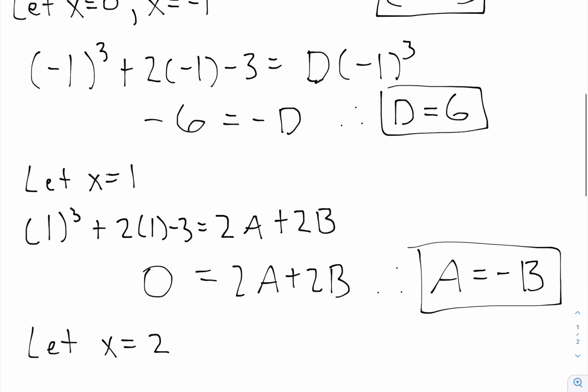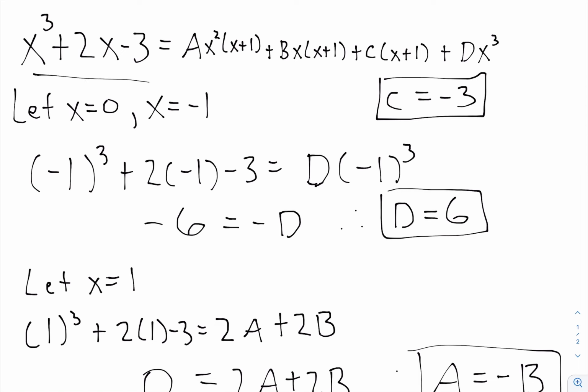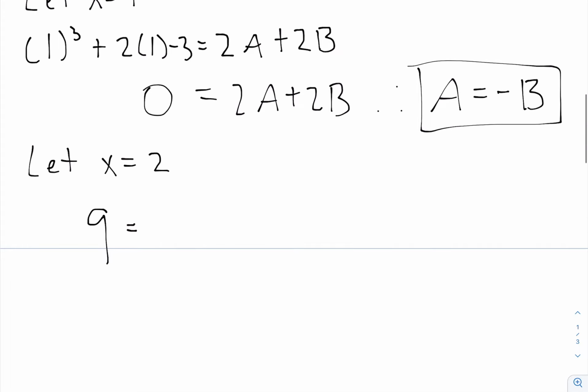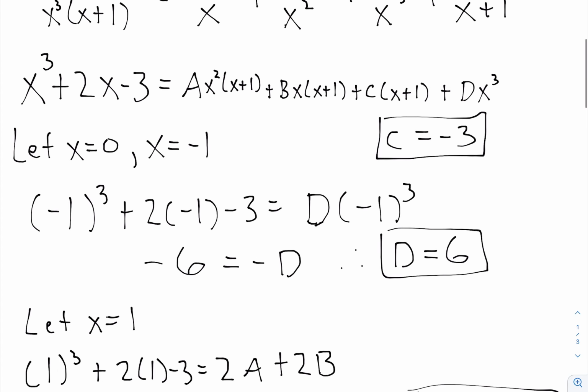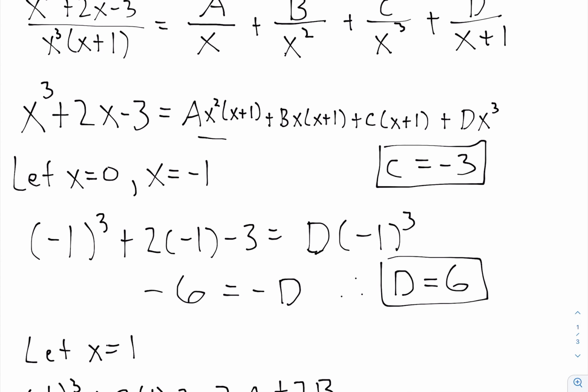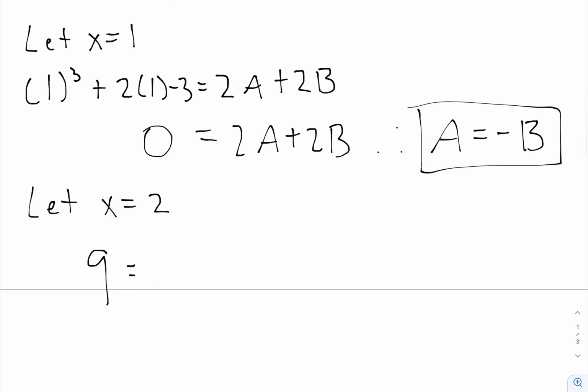Okay, so we're going to do the same thing. We're just going to plug in 2 where we see x now. So this left side, I'll just do it kind of in my head here. 2 cubed is 8, plus 2 times 2 is 8 plus 4. So 8 plus 4 is 12, and then minus 3 is going to be 9. So this left side here, when x is 2, is going to be 9. Okay, so now we know that 9 is going to be equal to a times x squared. Remember, x is 2, so it'll be a times 4. So 4a times x plus 1. So it'll be 4a times 3, so that'll be 12a. So 9 equals 12a.